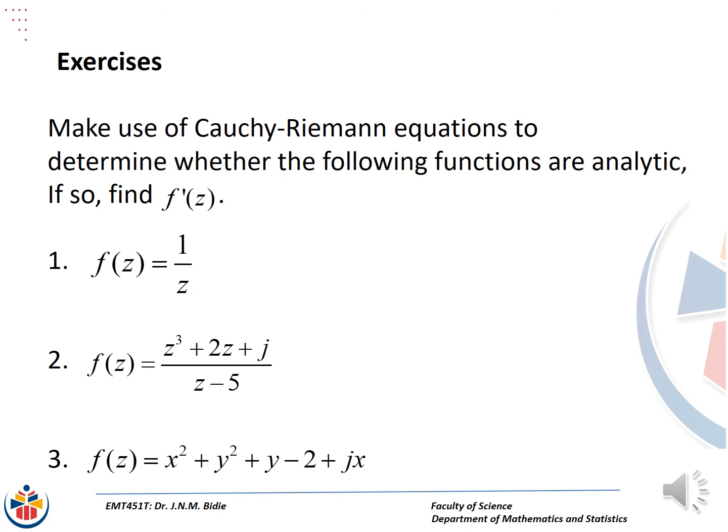Exercises that you can do to check whether the function given is analytic by making use of the Cauchy-Riemann equations. And if you discover any that is analytic, please don't forget to determine f prime of z and make sure that your f prime of z is in terms of z. So first things first, you would substitute z with x plus jy, and then multiply by the complex conjugate, which is x minus jy over x minus jy, and simplify.